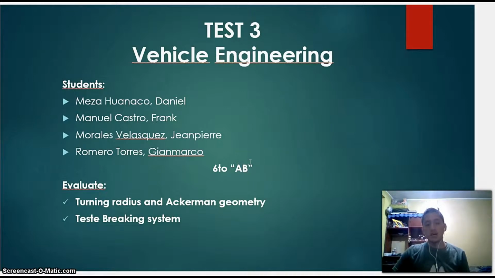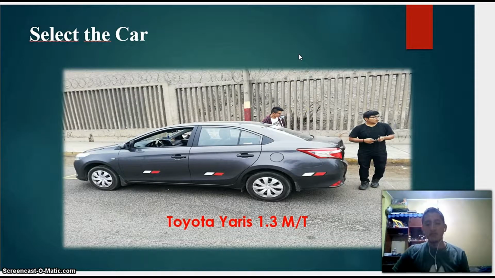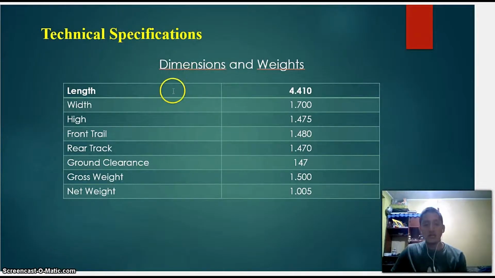In this case, the evaluation of the car covers the turning radius and Ackermann geometry, and tests of the braking system. First, we select a car. In this opportunity, the car is a Toyota Yaris 1.8 cubic centimeters. Here are the technical specifications of the car, first the dimensions and weight.